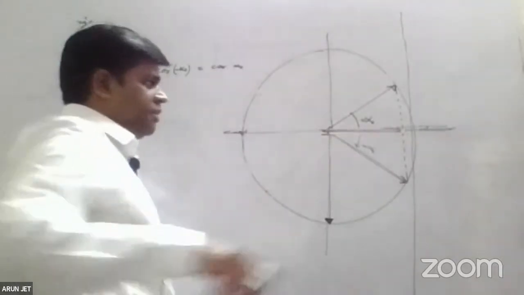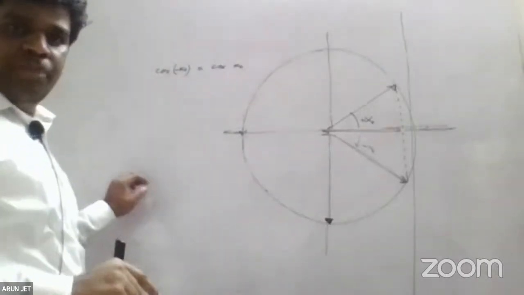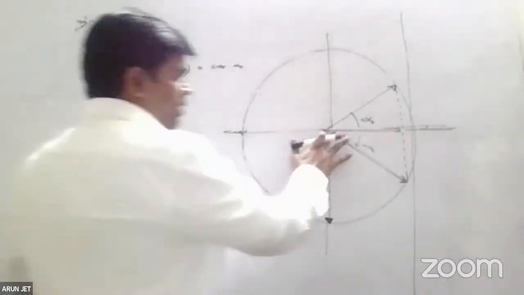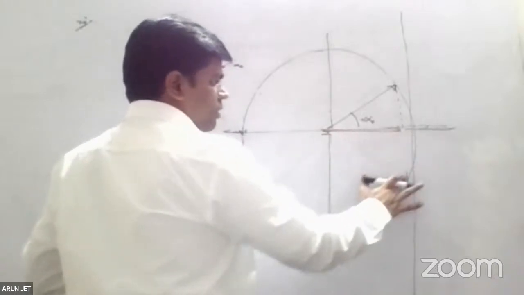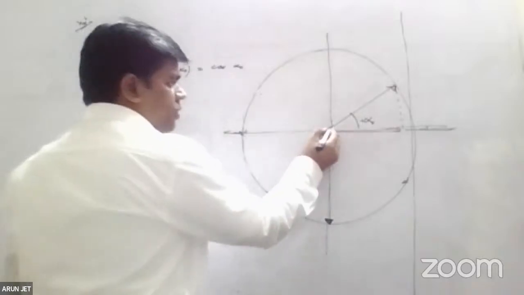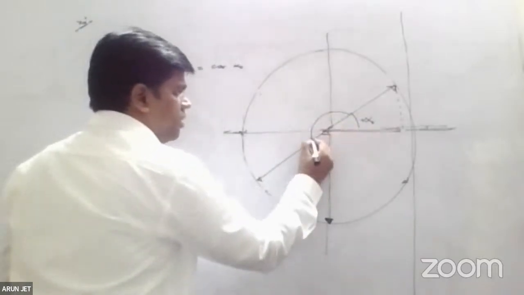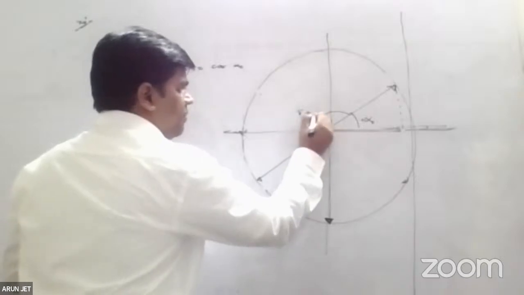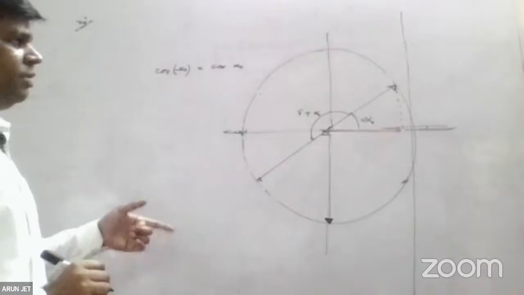Now this I have shown, why cos of minus alpha is cos alpha. Now what do I do? Cos of alpha plus pi. So pi plus alpha. So what is cos of pi plus alpha now?